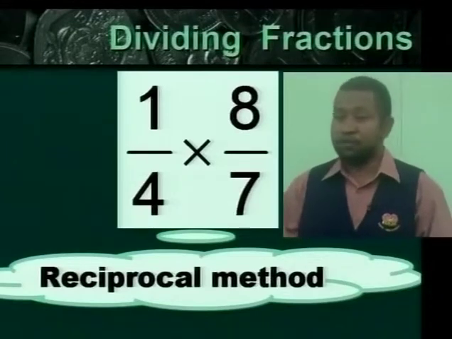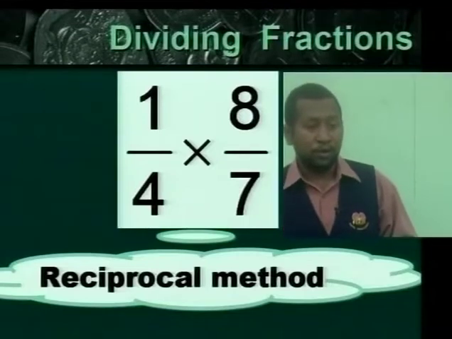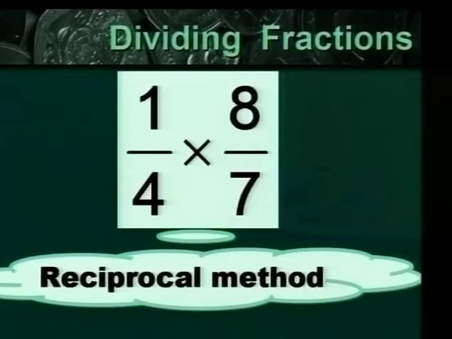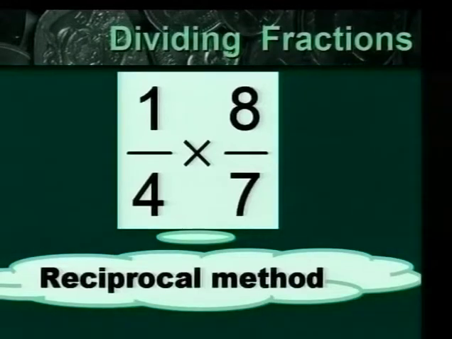For this case, which two numbers are we going to cancel? 4 and 8. So 4 divided by 4 will give us 1, and 8 divided by 4 will give us 2. And then we multiply across. Is that clear? Very good.